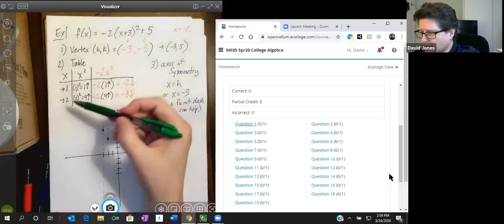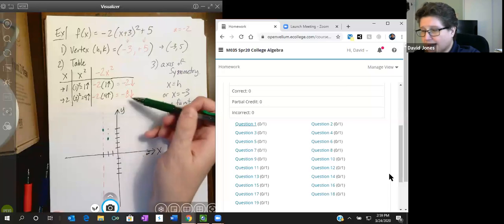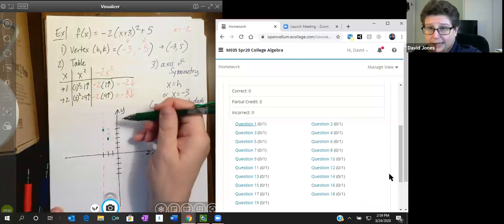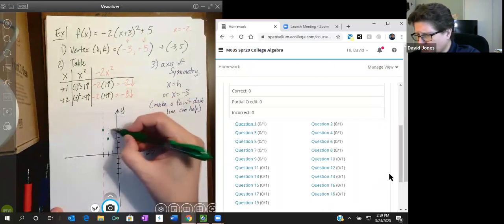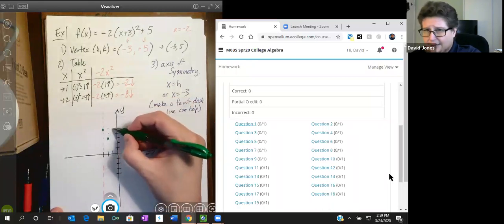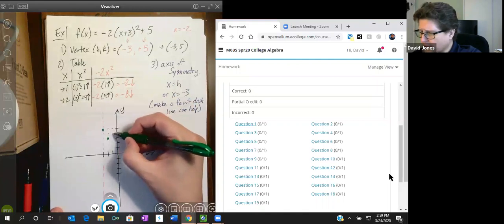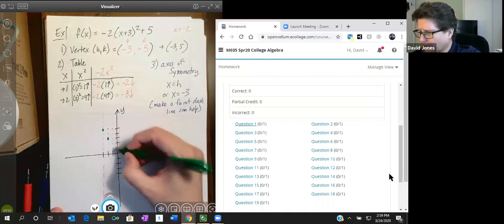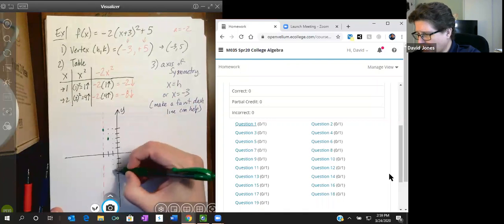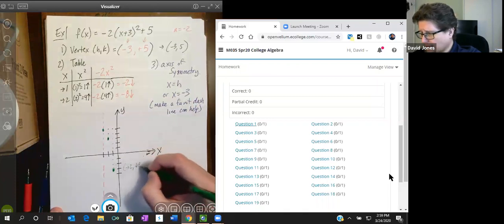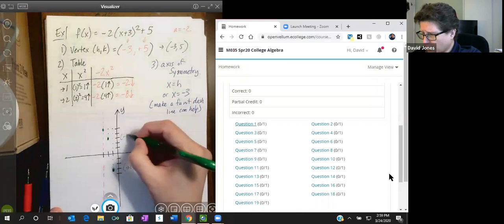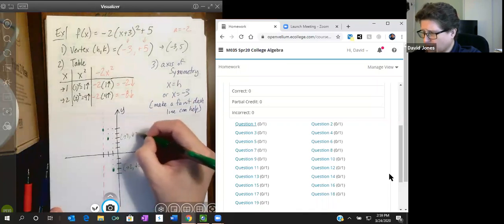The next one is right 2, down 8. This is from the vertex. Both are from the vertex. So here I'm going to go right 2, down 8. 1, 2, 3, 4, 5, 6, 7, 8. So that one's right 2, down 8. That one is right 1, down 2.